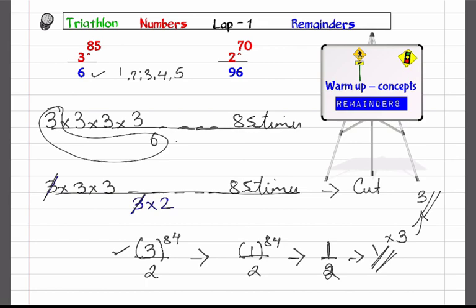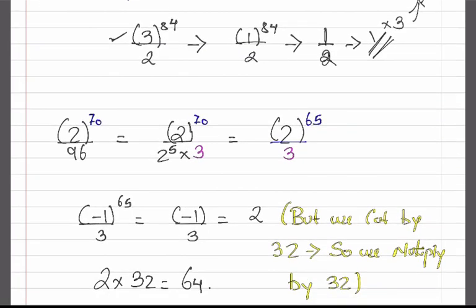Let's take one more problem. 2 raised to 70 divided by 96. Now even if I split this up, I'm not going to get the answer. Even if I try and adjust the power, I'm not going to get the answer. So what do I do right now? I cut it. I write it as 2 raised to 5, 32 into 3. Now I cut 2 raised to 5, 2 raised to 5. So what is left in the numerator? 2 raised to 65 divided by 3.